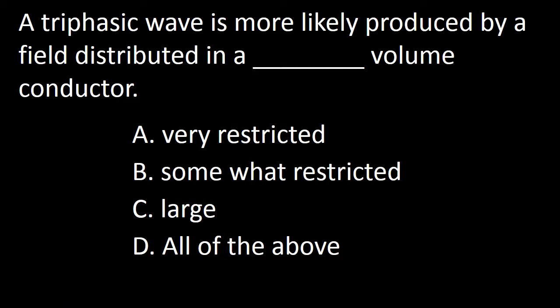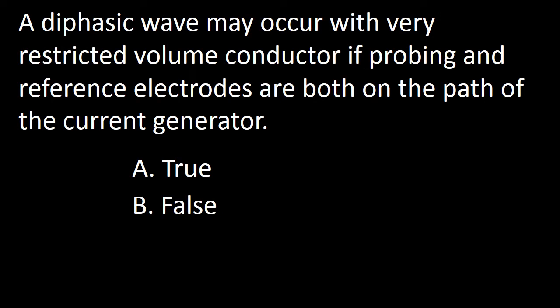So the answer to this question is C, large. Next question. A diphasic wave may occur with very restricted volume conductor if probing and reference electrodes are both on the path of the current generator. A true, B false.